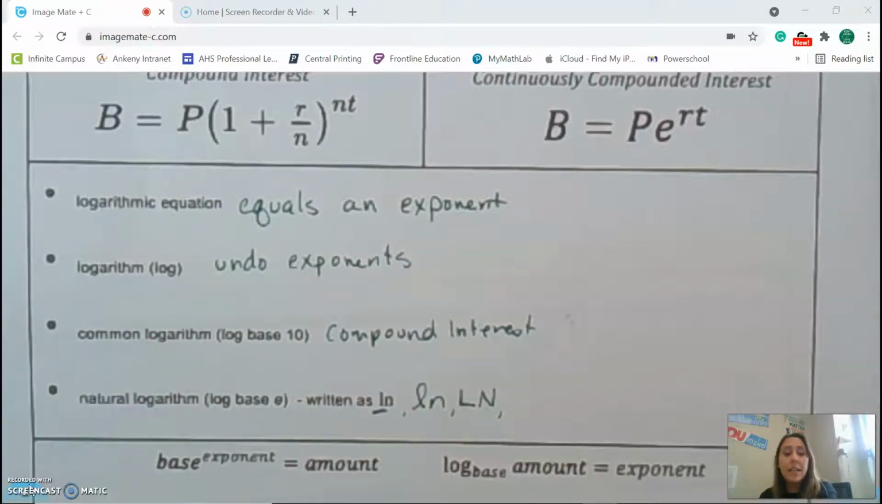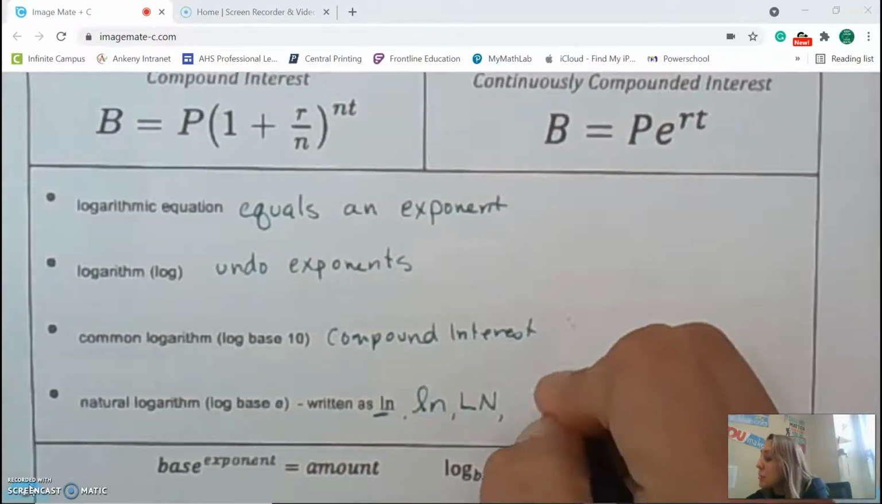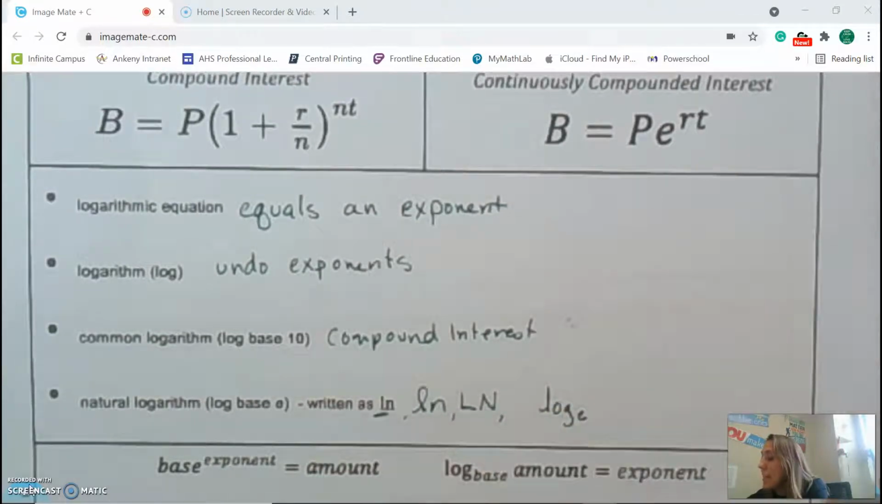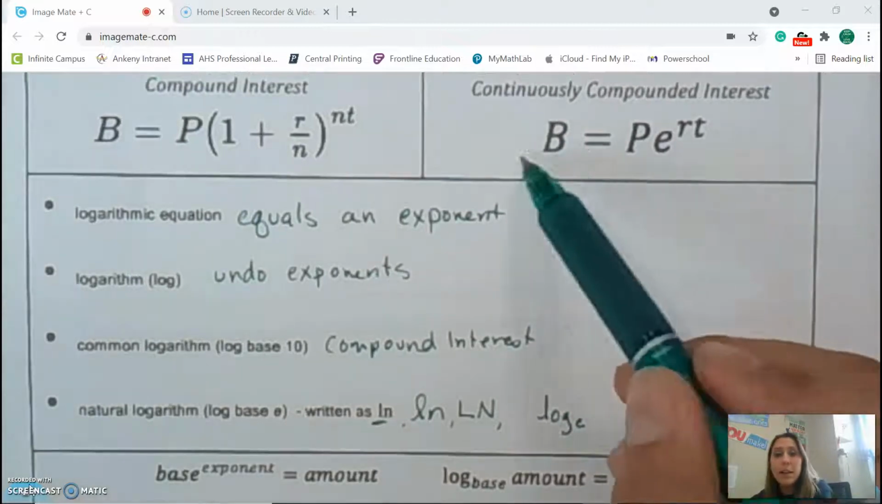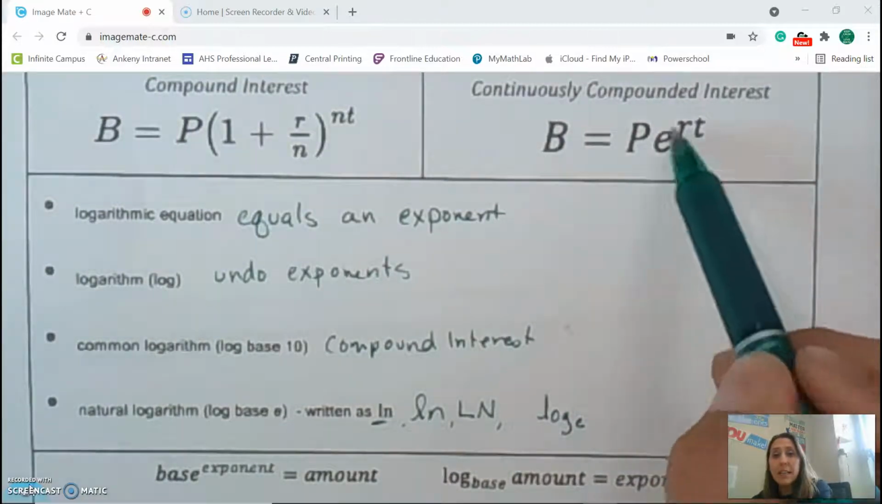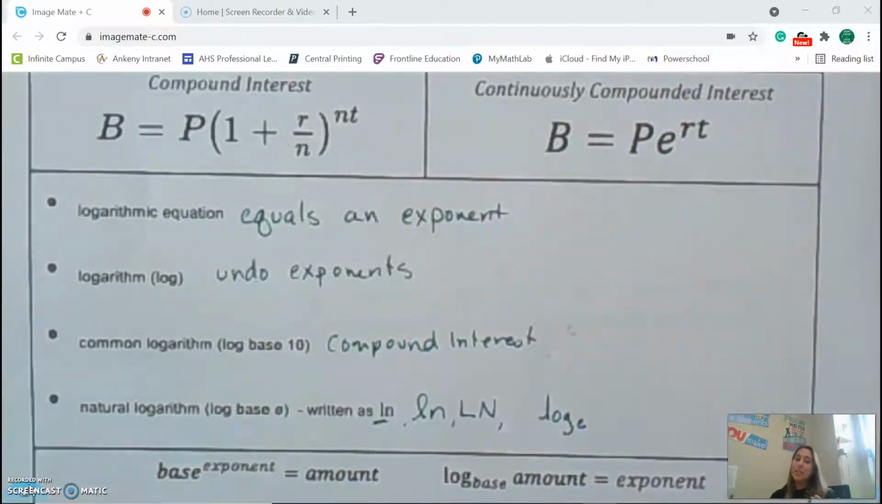And we're going to use natural log because natural log is log base e, and it'll help us with our continuously compounded where we see another e. So we have some rules that come with that, but we're going to talk a little bit about that. So we're going to use natural log and we're going to use common log.